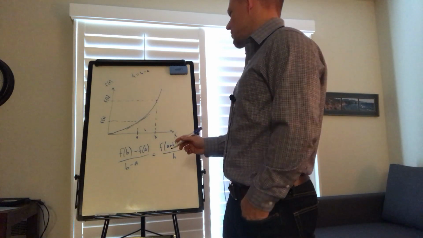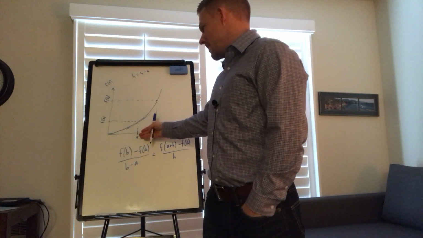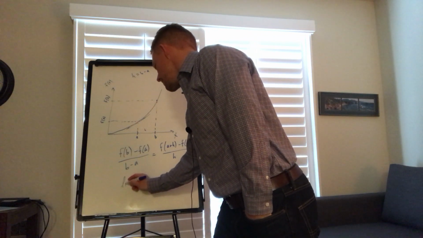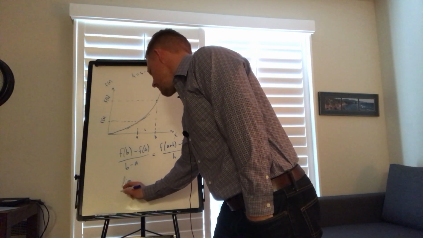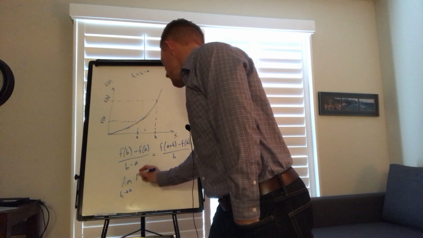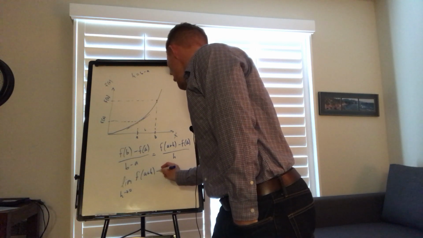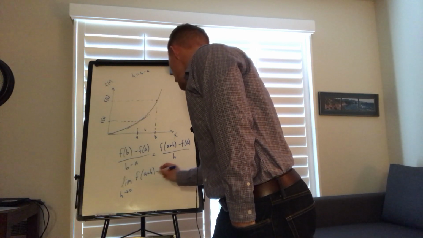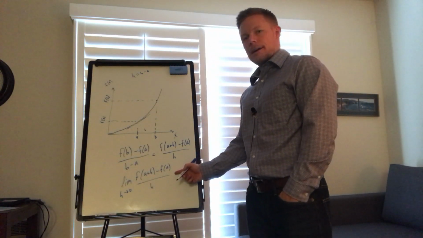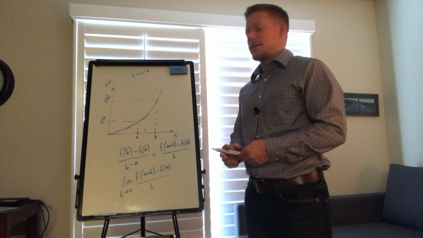So we can say that the derivative, or the instantaneous rate of change at point A, is equal to the limit, denoted with LIM, as h approaches 0, of f of A plus h minus f of A divided by h. That is the definition of a derivative at point A. So that's the derivative of f of A.